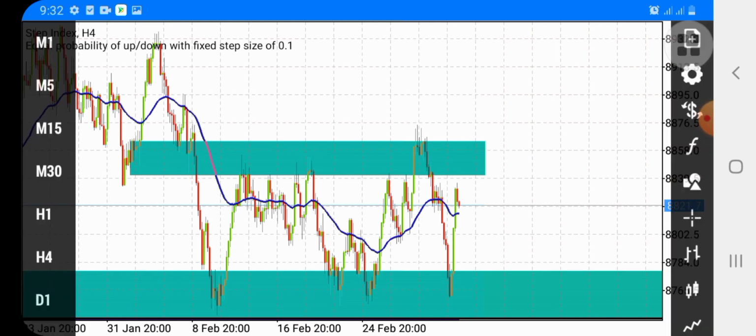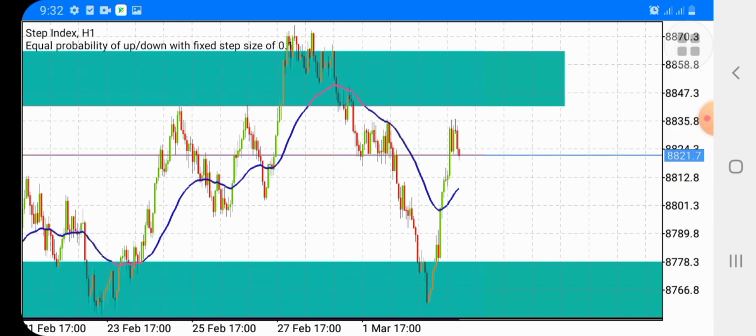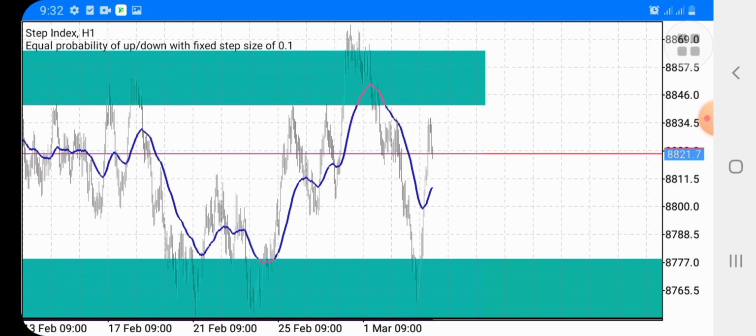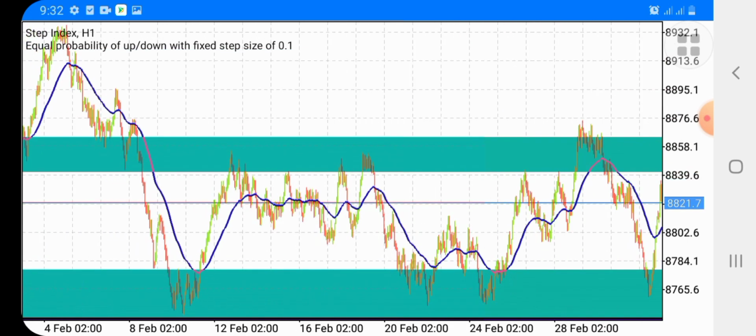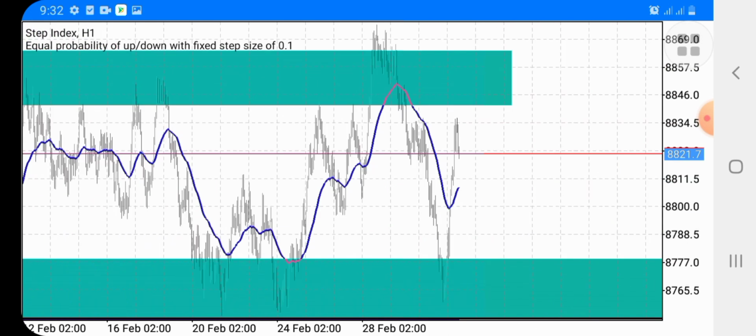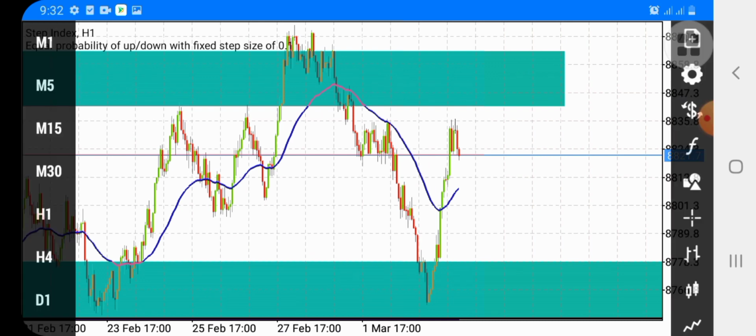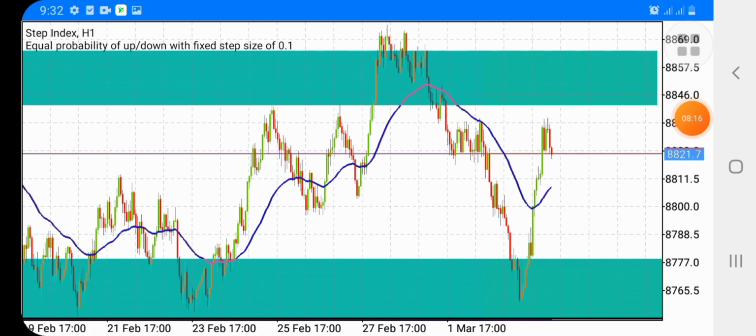Now let us check down also to 1-hour time frame. The same thing is happening here. You see that this is what happens every day. If you understand this concept, you are going to make yourself good profits.